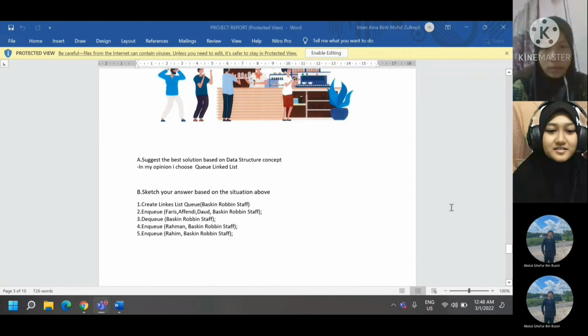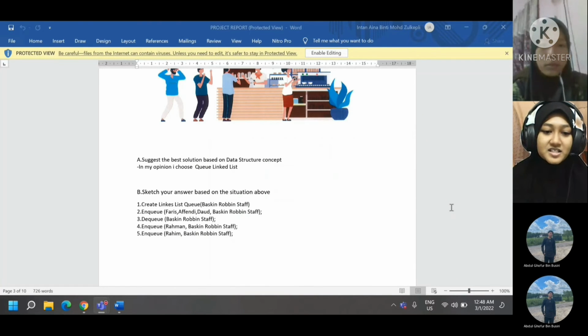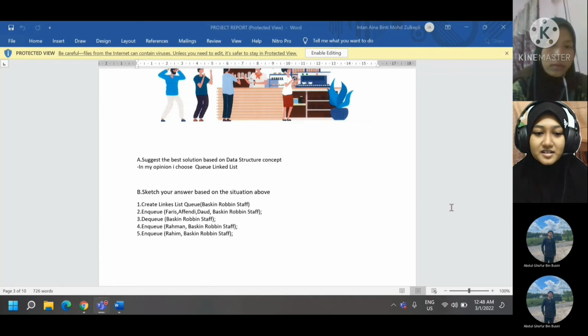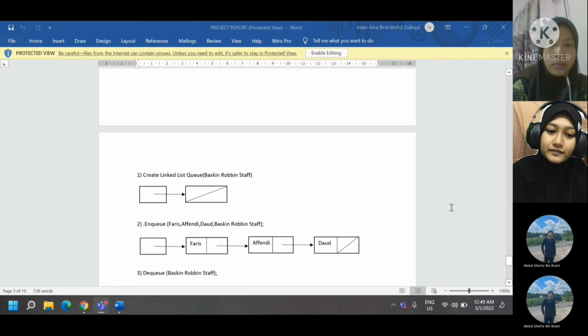For question A, suggest the best solution based on data structure concept. In my opinion, I choose queue linked list. Question B, sketch your answer based on the situation above. First, create linked list queue Baskin Robbins staff. 2, enqueue Faris, Effendi, Daud, Baskin Robbins staff. 3, dequeue Baskin Robbins staff. 4, enqueue Rahman, Baskin Robbins staff. 5, enqueue Rahim, Baskin Robbins staff.